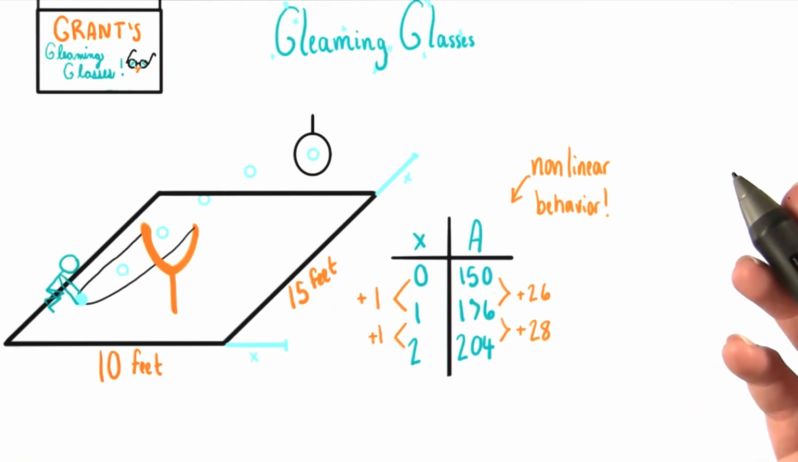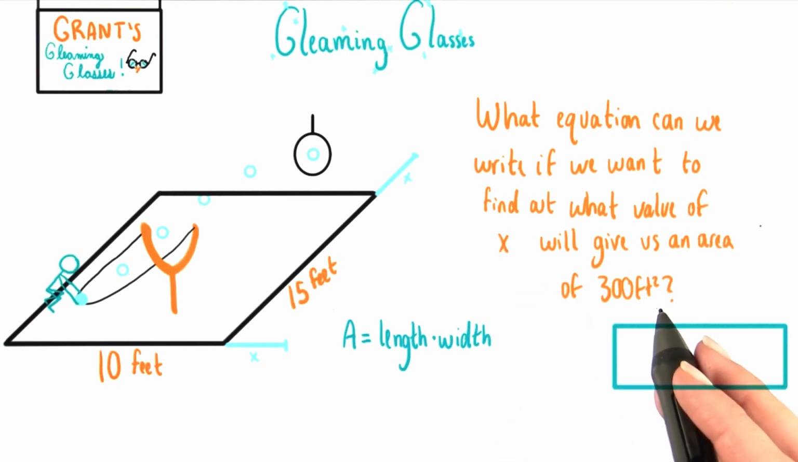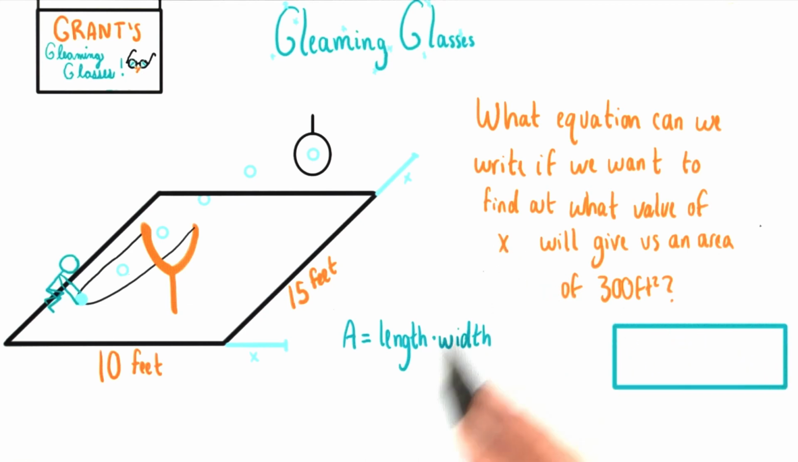This is a pretty interesting problem to have. Remembering that area is equal to length times width, can you come up with an equation that we can use to figure out what value of x will give us an area of 300 square feet? So think about how x will be involved in both the length and the width of this new area.